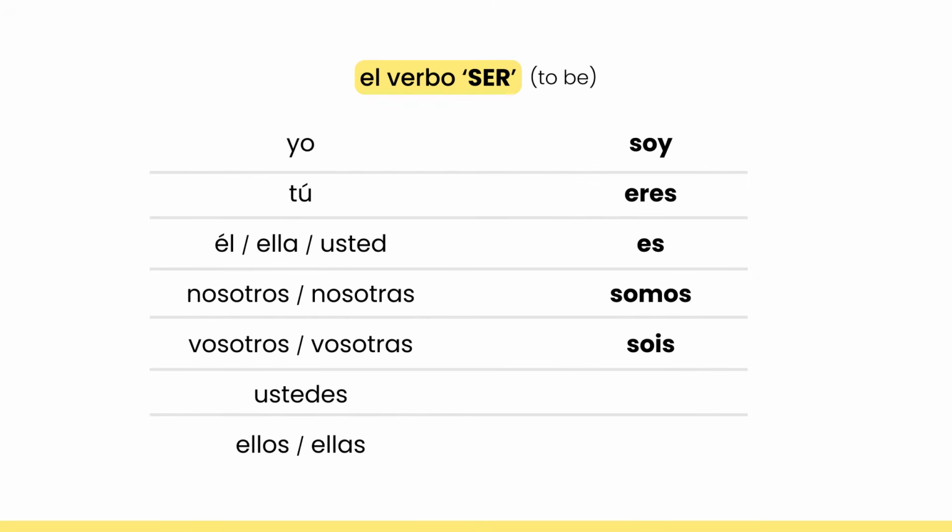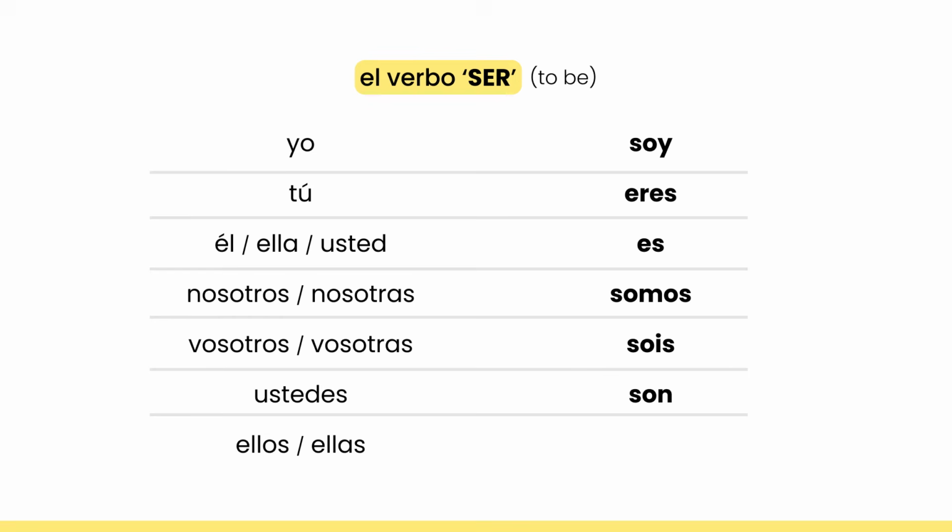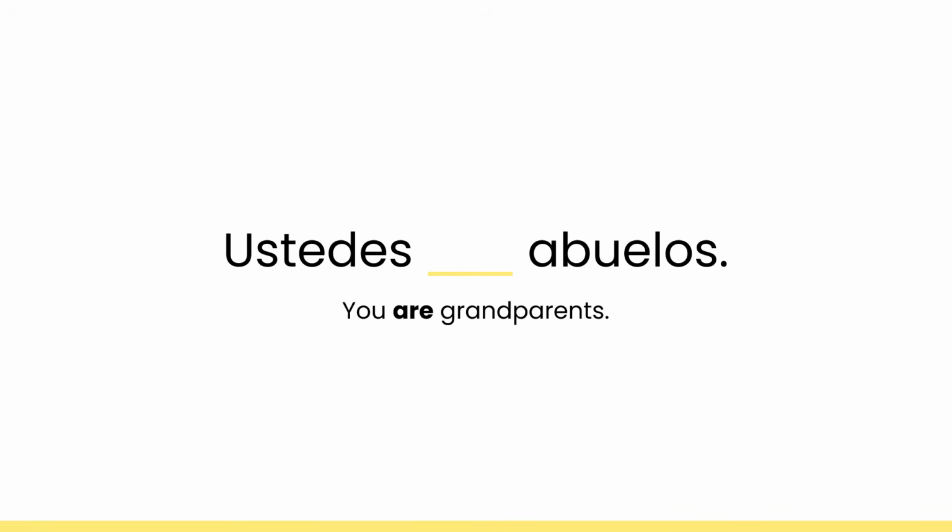And then the last two conjugations. Again, you, but then ustedes, which is formal you, multiple people in Spain, or you guys in Latin America, which is Ustedes son. Alright, so you are grandparents becomes Ustedes abuelos. And abuelo without the S actually means granddad. And abuela with an A at the end without the S means grandma. Alright, so ustedes, abuelos, you are grandparents, of course becomes Ustedes son abuelos.